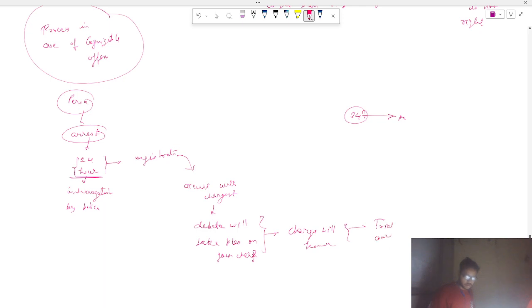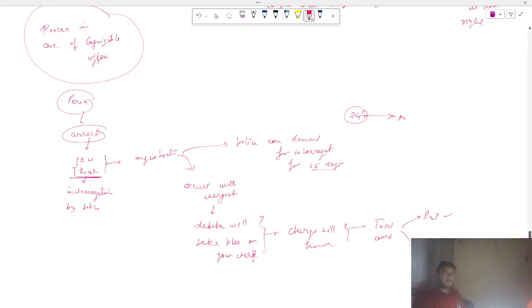In the trial court, if you get bail, then okay. If you do not get bail, if it is denied, then you will go into judicial custody. But in the meantime, before filing the charge sheet, the police can also demand interrogation for 15 days.